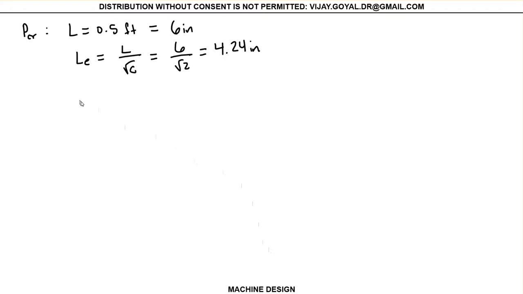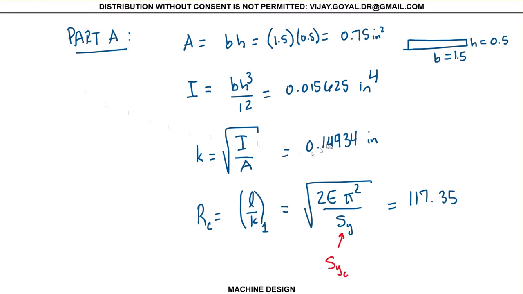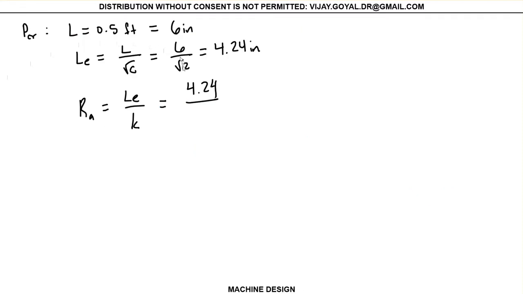Okay, and then you have the slenderness ratio, which is L effective over your radius of gyration. That gives you 4.24, and the value K comes from here, this value right here. So we replace that here, 0.144, and that gives you 29.39.